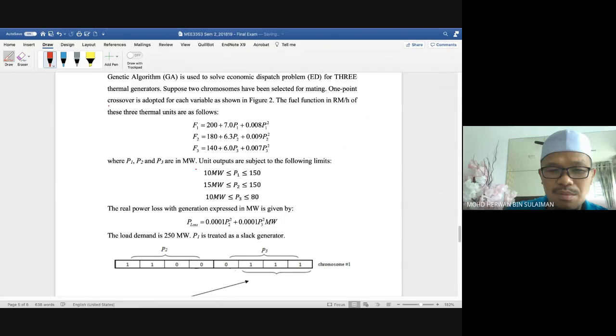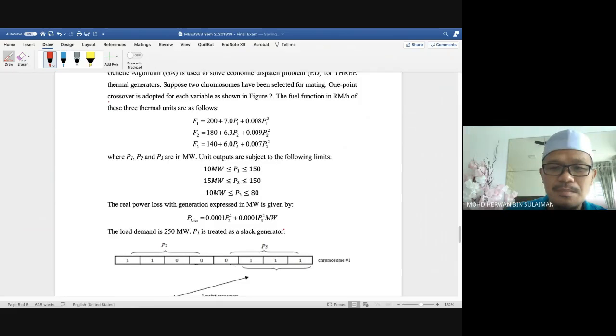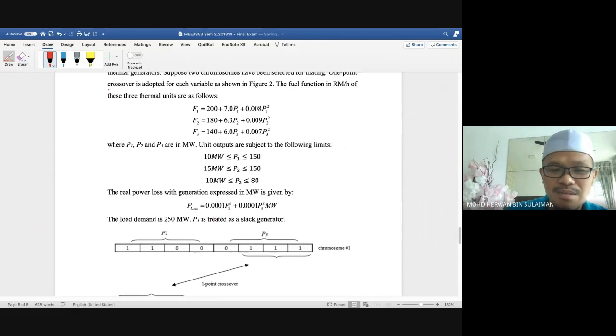P1, P2, P3 in megawatts. The real power loss generation is P2 and P3. Similar, your P1 is the slack generator. So meaning that we need to decode P2 and P3. Once you decode P2, P3, you get the P loss. Once you get the P loss, you get P1. Once you get P1, you can calculate the cost.